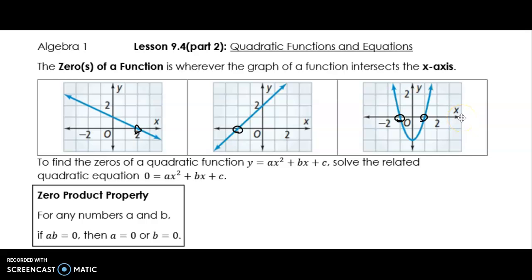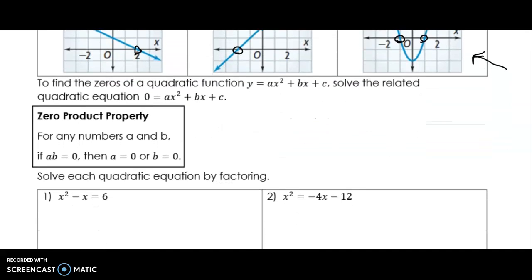To find the zero of a quadratic function, which we're talking about the parabola, y equals ax squared plus bx plus c, solve the equation and set the y equal to 0. But it needs to be equal to 0, ax squared plus bx plus c.